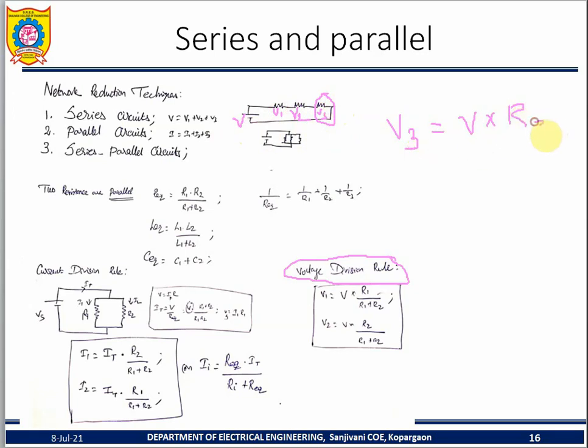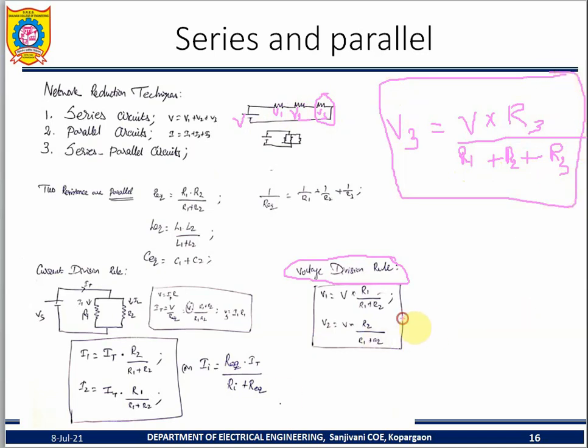Multiplication in the numerator. What about the denominator? Additions. How many resistances are there? Totally 3 resistances, 1, 2, 3. Write it: R1 plus R2 plus R3. So that's all, quickly I got it.